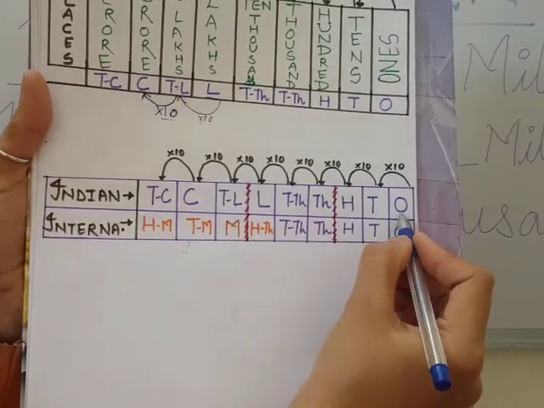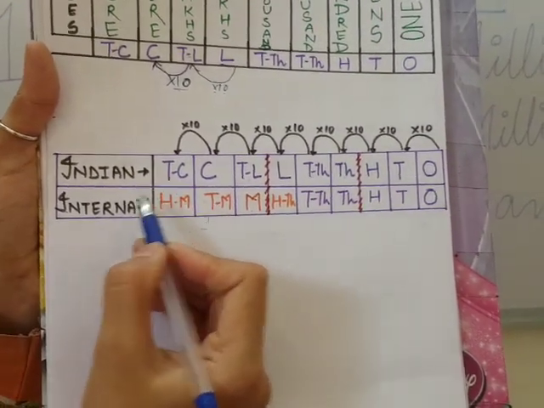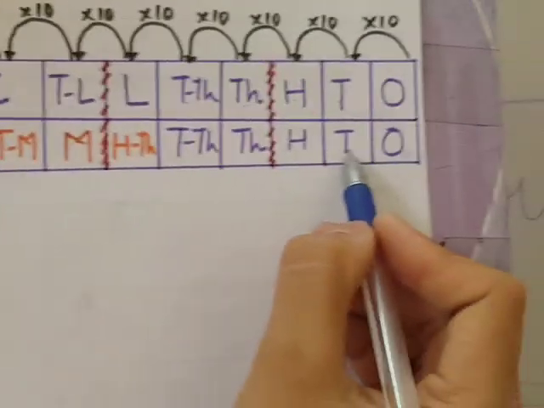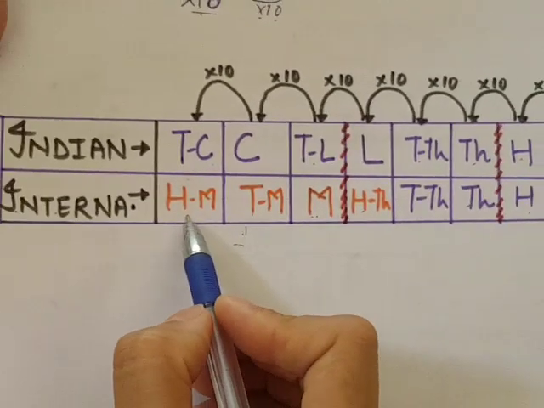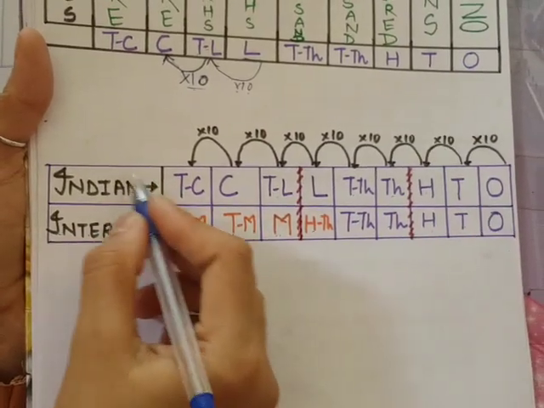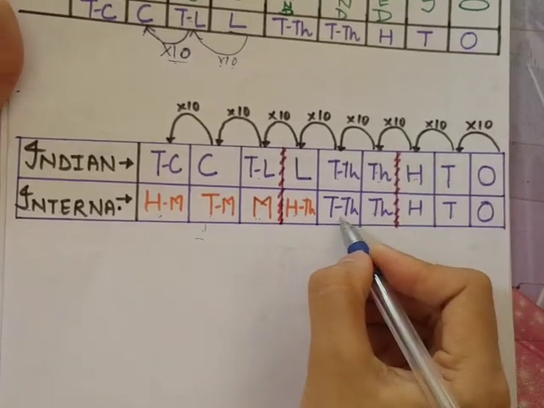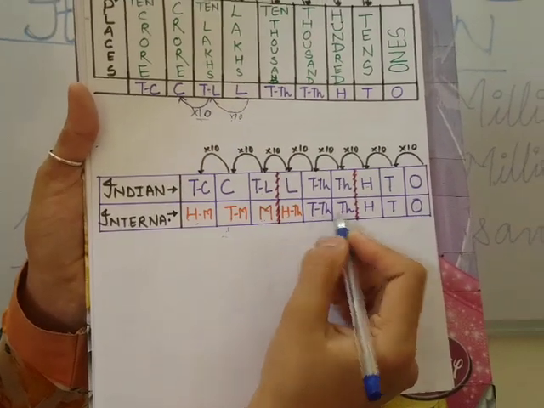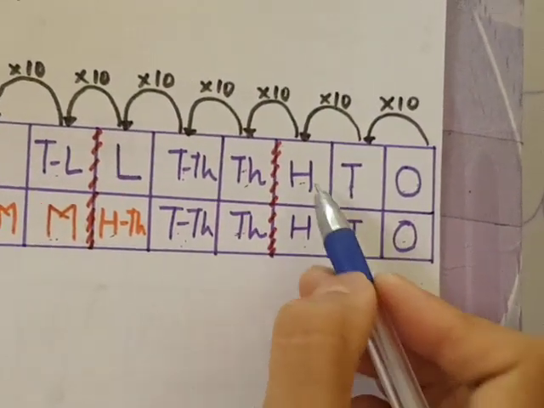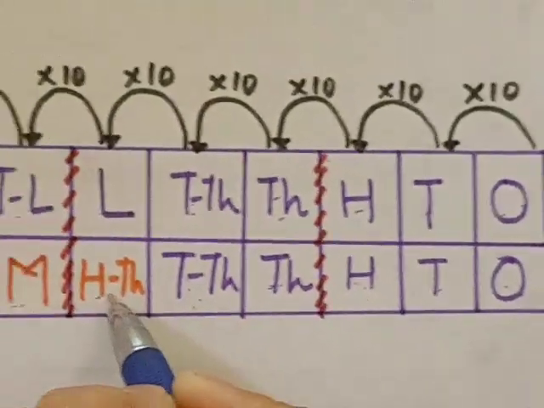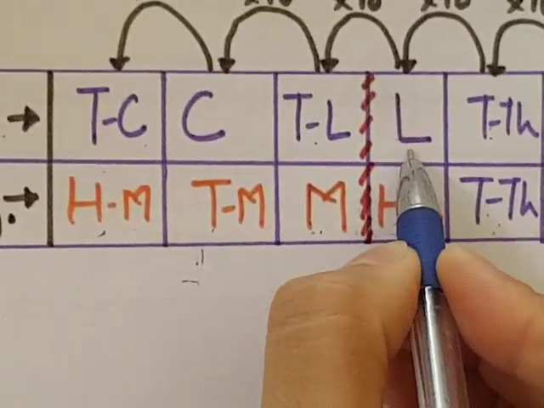First, the Indian number system has ones, tens, hundred, thousand, 10,000, lakhs, 10 lakhs, crore, 10 crore. And the international number system has ones, tens, hundred, thousand, 10,000, 100,000, million, 10 million, 100 million. For these two systems we can see that these 5 places are equal: ones, tens, 100, 1000, 10,000. But after this place it is 100,000 for international, and for the Indian number system it is lakhs.